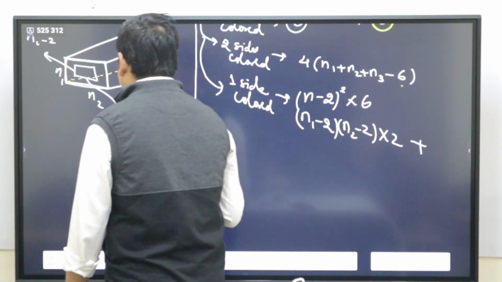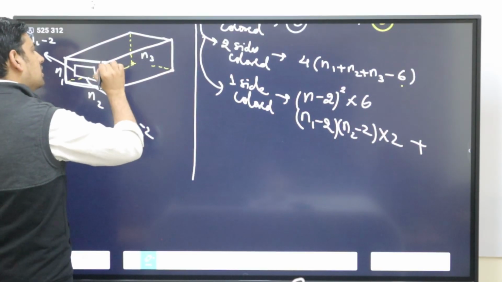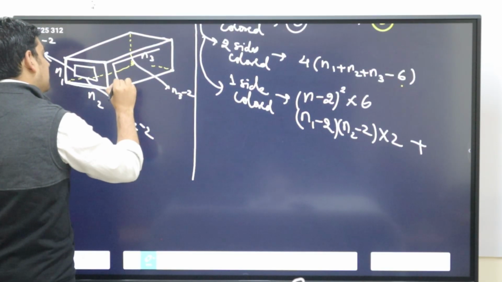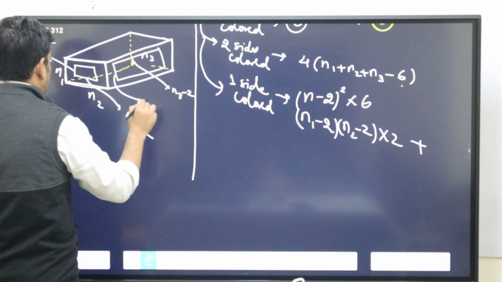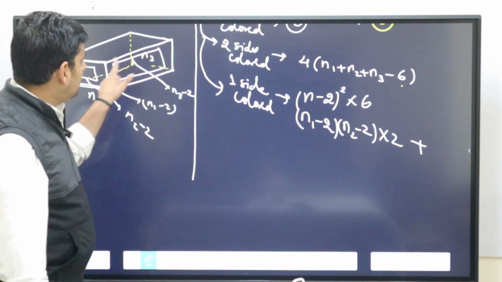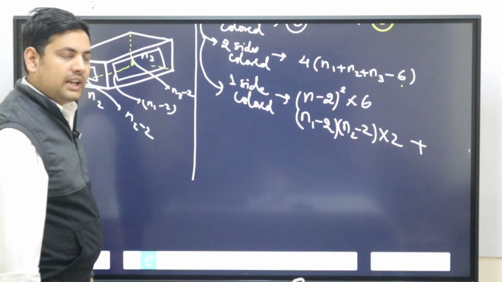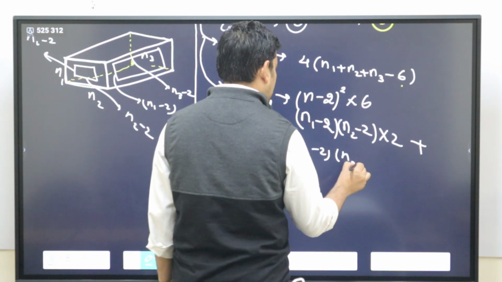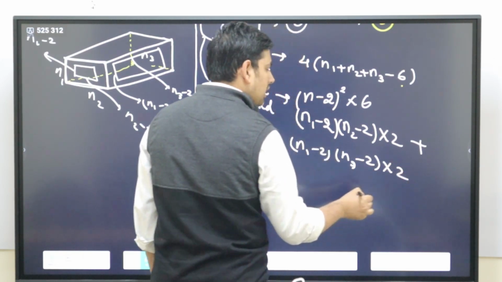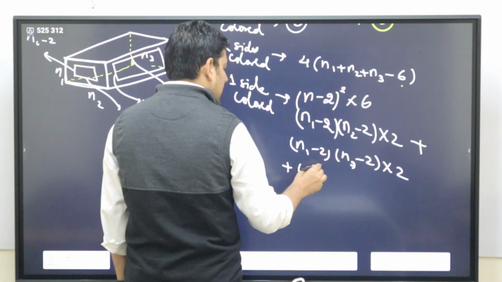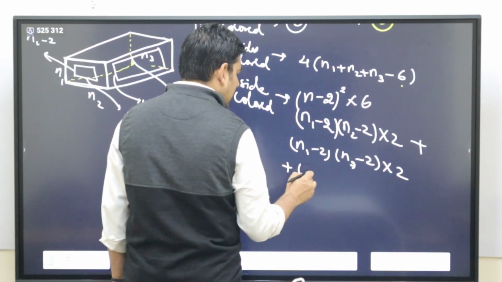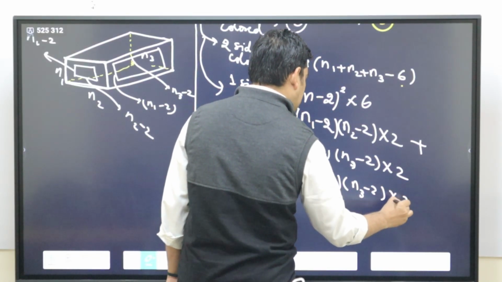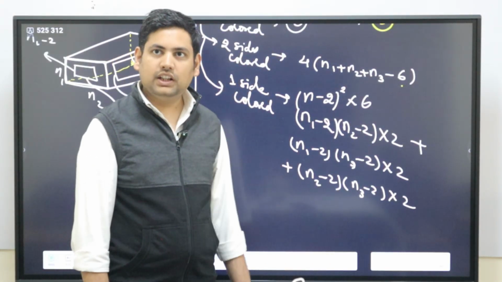Now similarly I can say that for this one, look, it will be n3 minus 2, this one will be n3 minus 2 and this will be again n1 minus 2. Can you see this rectangle which will be only one side painted? So again plus n1 minus 2 into n3 minus 2 into 2 and last will be plus n2 minus 2 into n3 minus 2 into 2. This is what you will get.